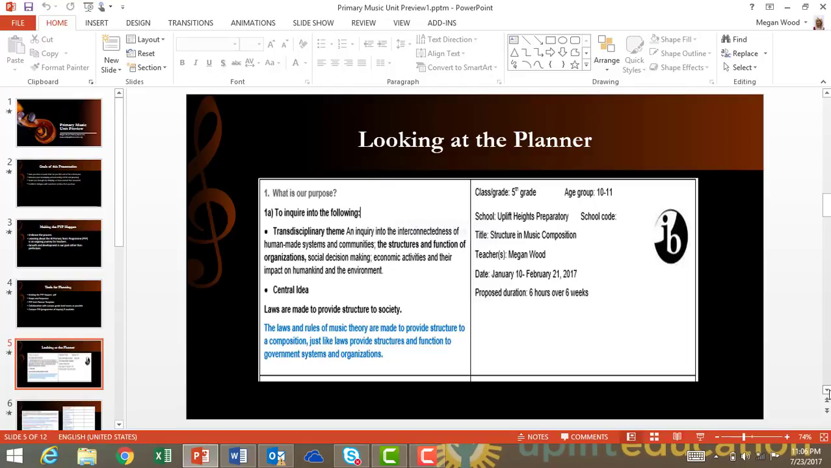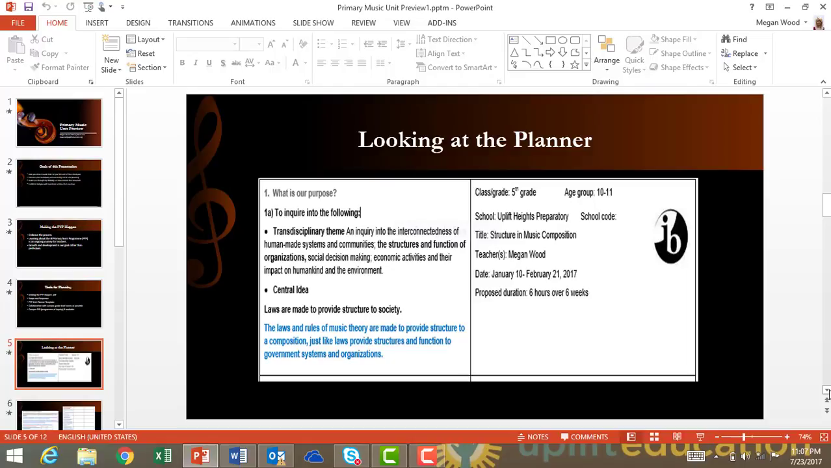Now, the italicized part of this, the structures and the function of organizations, is what I am using to focus on. So the transdisciplinary theme always stays the same, but what can change is what's underneath of it, and that's the central idea. So for 5th grade, during this time, the central idea was laws are made to provide structure to society.